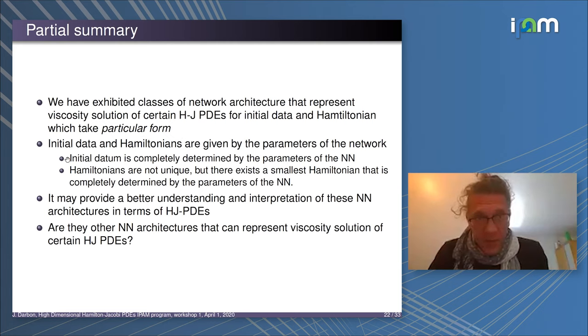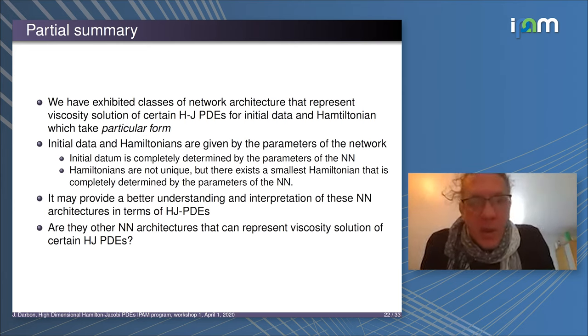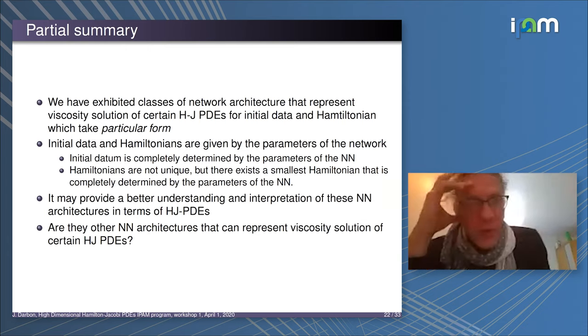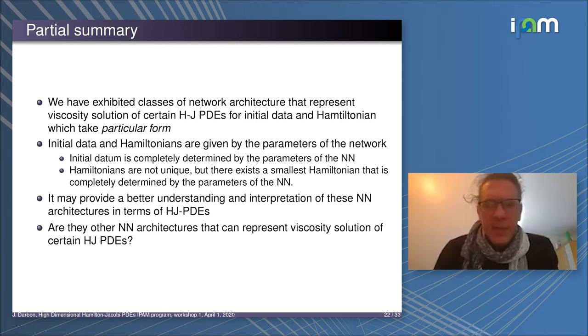So as I mentioned before, all the initial data and the Hamiltonians are actually given by the parameters of the network. So it may help to understand what those building blocks in the design of a neural network architecture, especially for deep neural networks, do by understanding more what's going on with the solution of the Hamilton-Jacobi PDEs. So a natural question is, can we get other kinds of architectures that can represent viscosity solutions of other Hamilton-Jacobi PDEs? So this is what I want to briefly mention here.